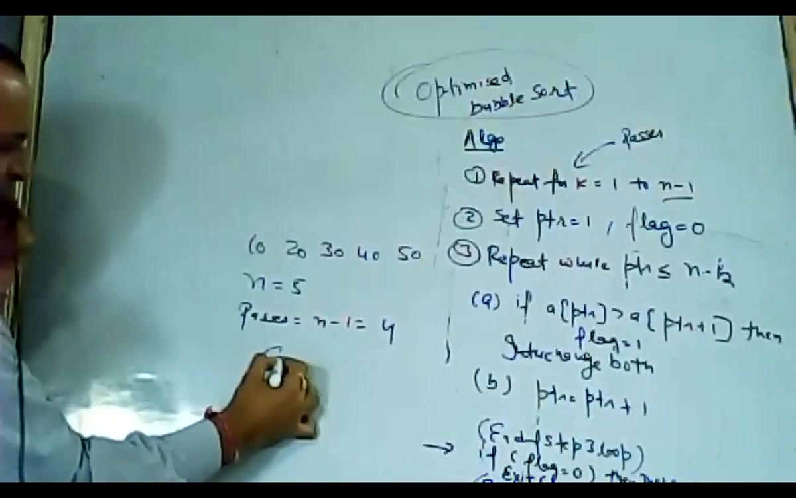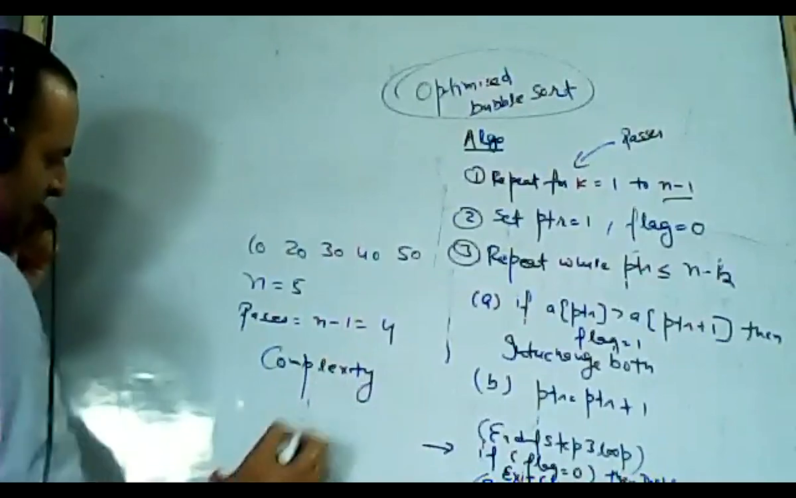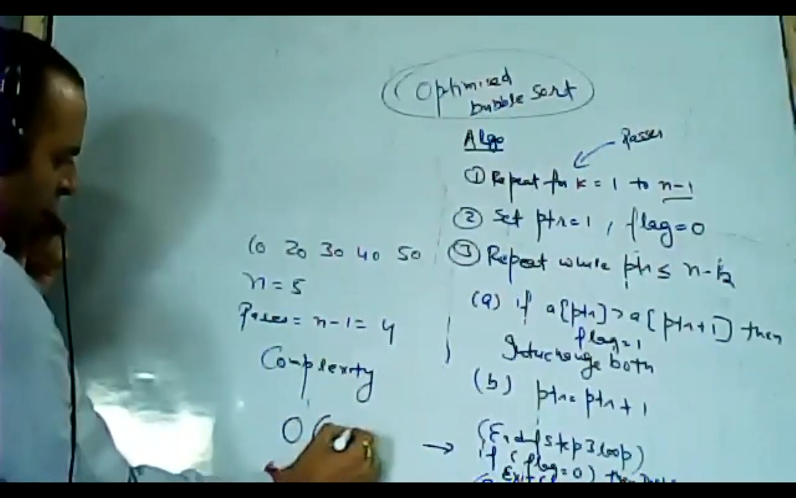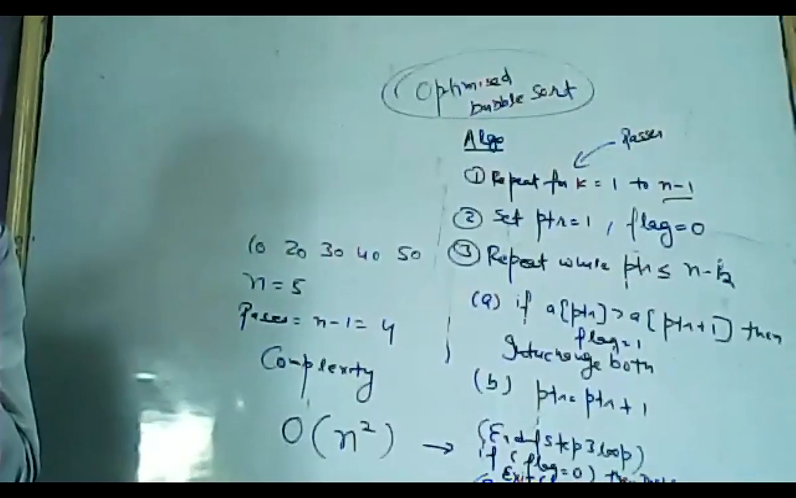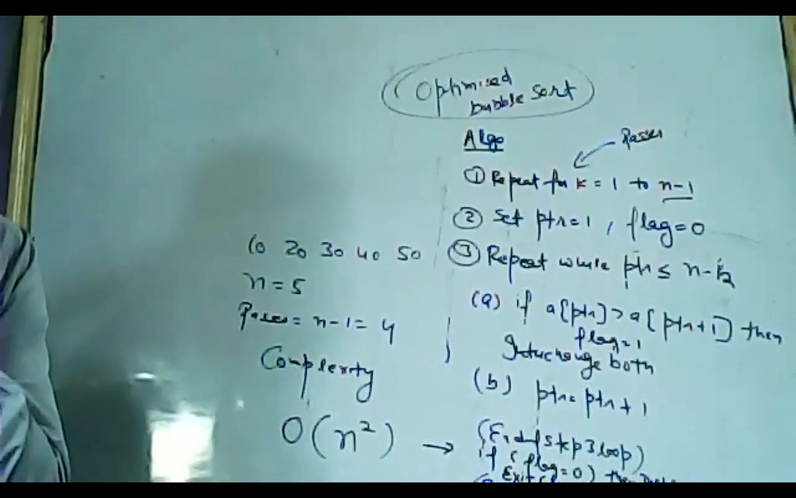Okay, another thing to discuss here is what is the complexity of bubble sort. It is order of n square. You note down this please: the complexity of bubble sort is order of n square.